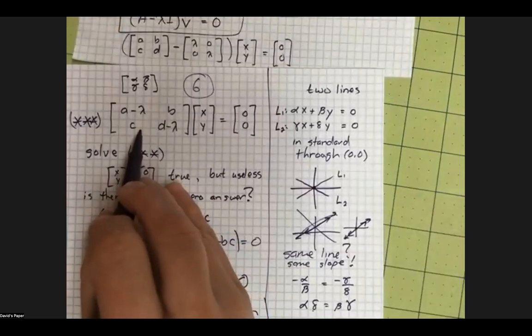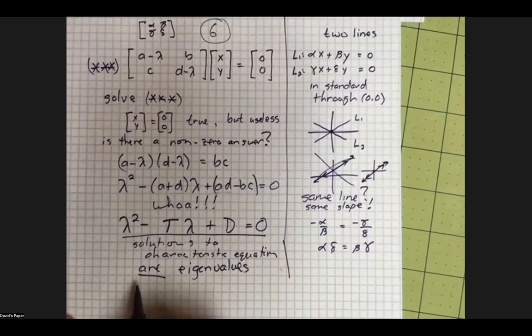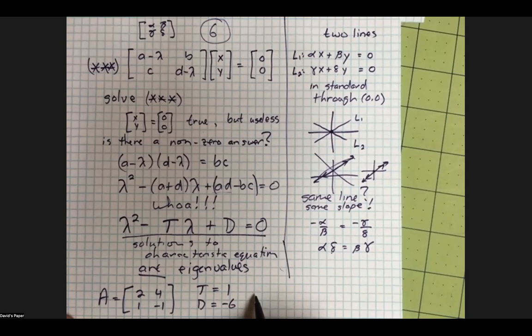Well, let's go back to our problem. I'm running out of space, so I'll write this carefully and then we'll drop down. 2, 4, 1, negative 1. That was the A. Trace was 1. Determinant was minus 6. I'm repeating: lambda squared minus trace lambda plus determinant equals 0 was lambda squared minus 1 lambda minus 6 equals 0. That gave me lambda minus 3 and lambda plus 2.